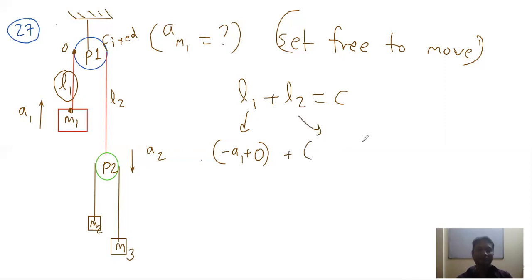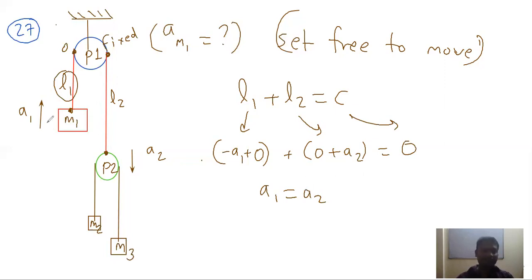Similarly, for length L2, we have one point which is fixed, so zero acceleration, and another point which is connected to pulley P2. This pulley P2's downward motion leads to an increase in length L2, so we can say plus A2. That equals the derivative of a constant, which is 0. So from this we get the relation A1 equals A2.